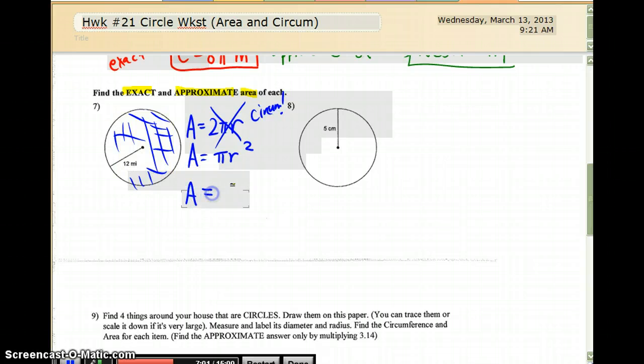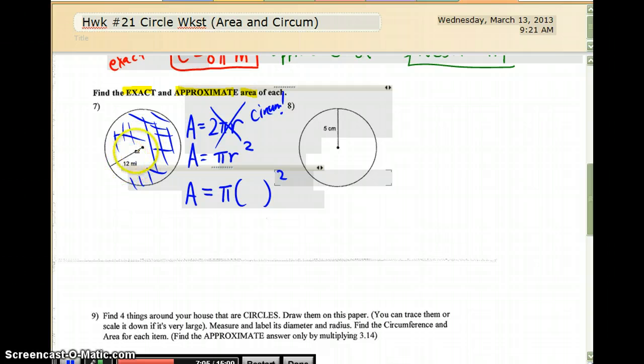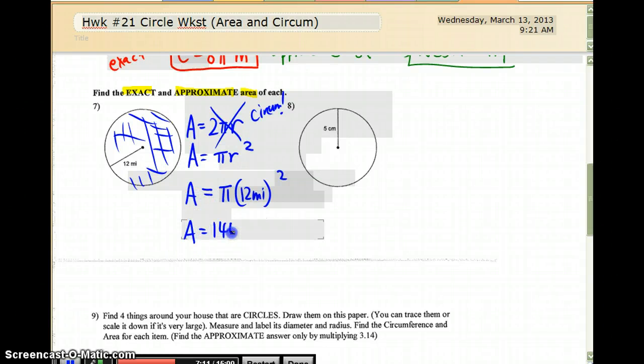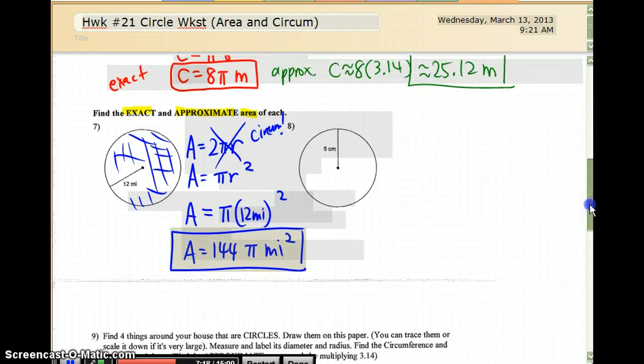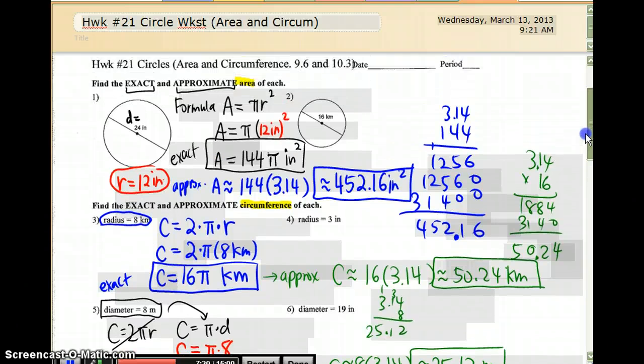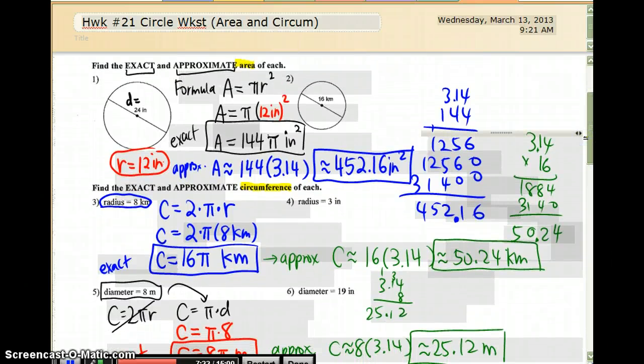Plugging in the number, I'm going to have pi times the radius squared. My radius here is exactly what the picture tells me. It's 12 miles. So I'm going to square 12 miles. So area is equal to 144 pi miles squared. That's the exact answer. And you know what? I think I remember back in question number 1, I also did the same numbers, the radius was 12 inches.